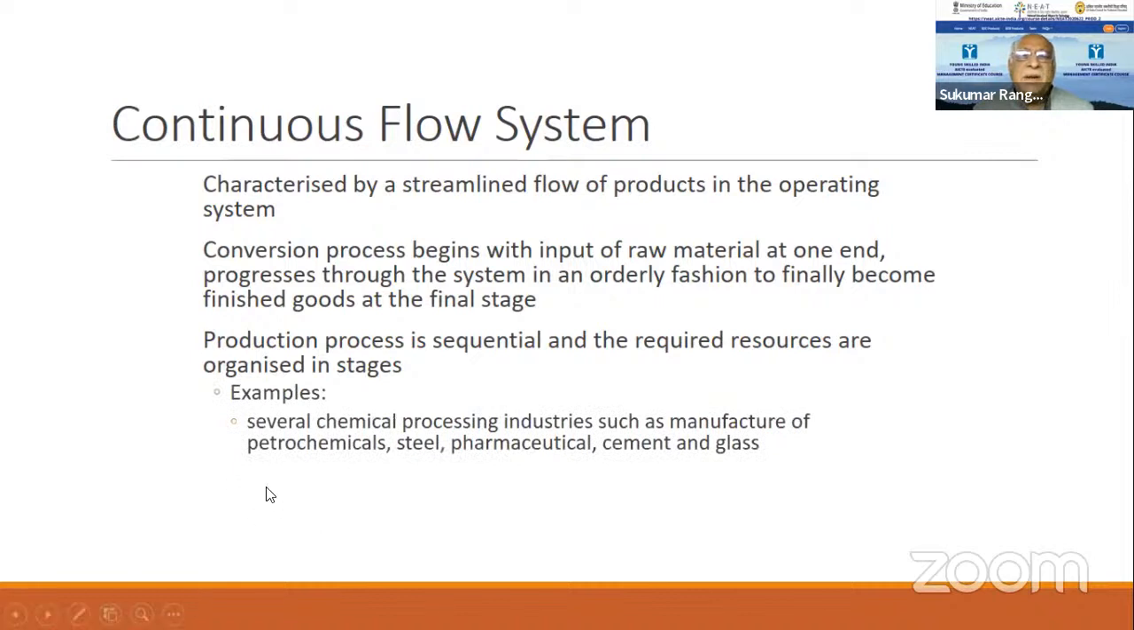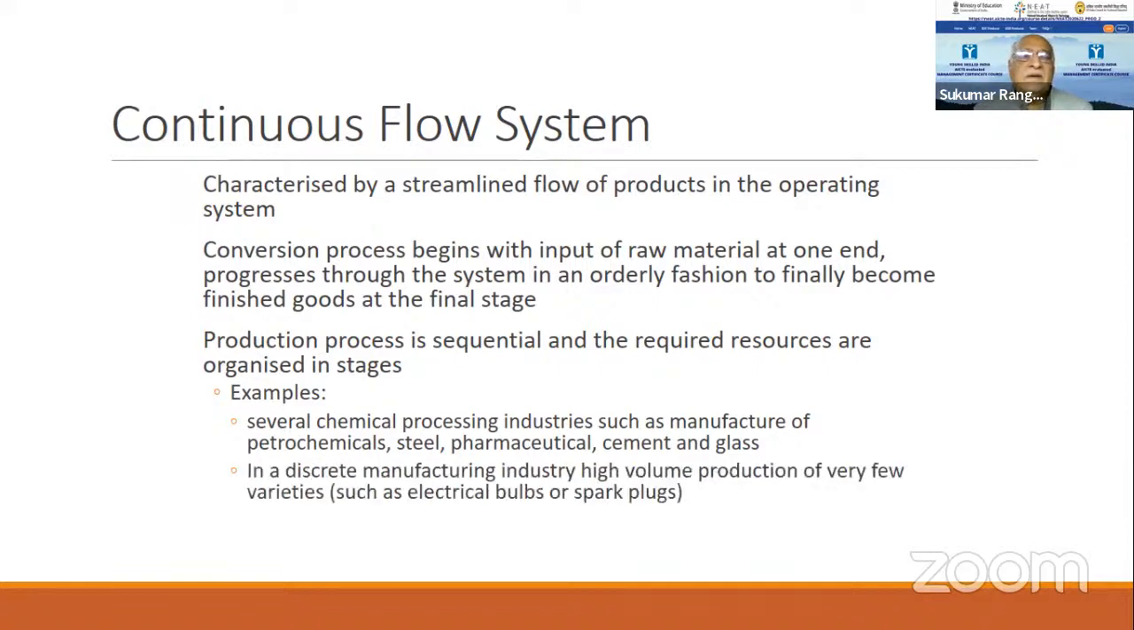For example, several chemical processing industries, such as manufacturing of petrochemicals, steel, pharmaceuticals (usually formulations, now the basic drugs), cement, glass. Now, these kinds of things are continuous processes, and you don't stop any of the process in between. You cannot stop any of the processes in between. And that is where the challenge lies in this continuous process plant.